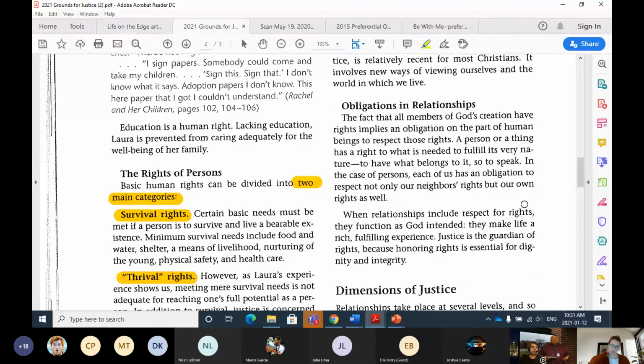So we have obligations and relationships. The fact that all members of God's creation have rights implies an obligation on the part of human beings to respect those rights. A person or a thing has a right to what is needed to fulfill its very nature, to have what belongs to it, so to speak. So in the case of persons, each of us has an obligation to respect not only our neighbor's rights, but our own rights as well.